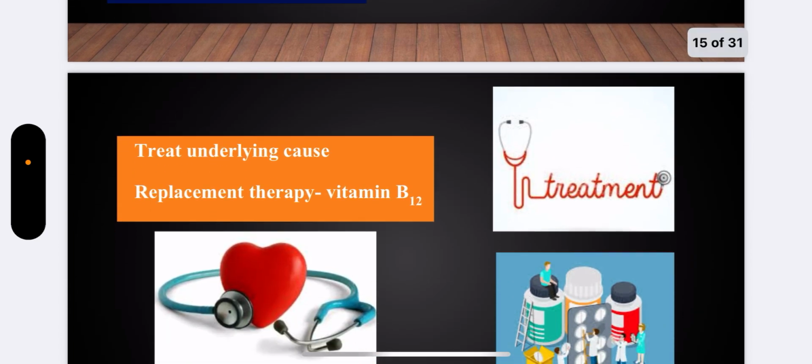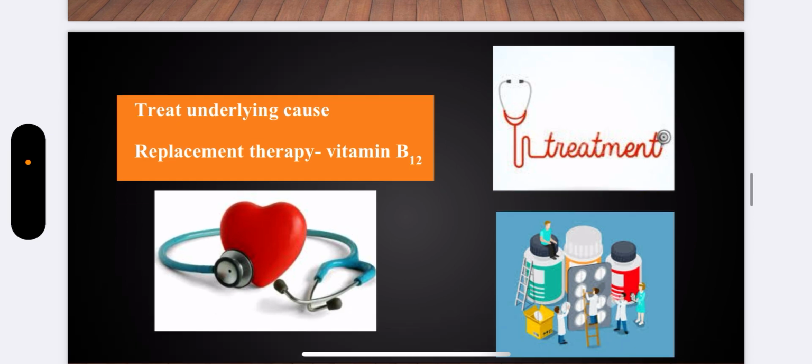Now, how can we treat the condition? The underlying cause, if there is any deficiency, has to be rectified. After that, there can be replacement therapy. Vitamin B12 can be given to the patient.